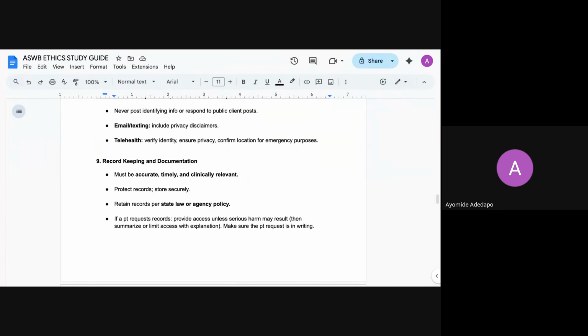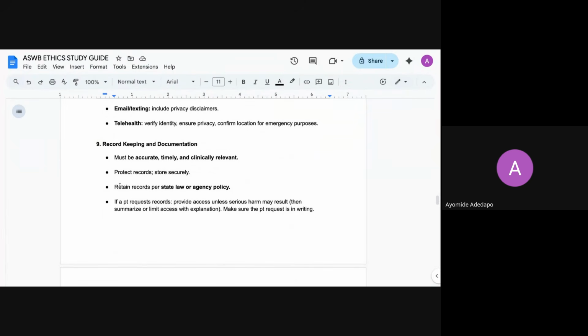You want to retain records per state law or agency policy, right? But state law is always going to be agency policy every single time. Don't get your license taken away because your job is telling you to do something that the state doesn't tell us to do. So you want to make sure that you listen to that. And like I said before, if your patients request records, right, you want to make sure you're not releasing it if it causes any kind of harm, or limit access with explanation, and make sure that the request is in writing. Always request is in writing.